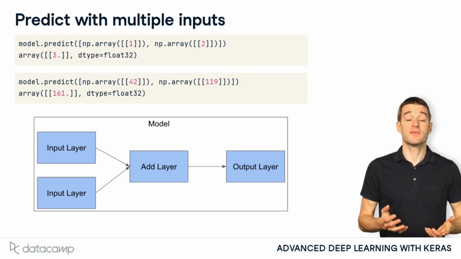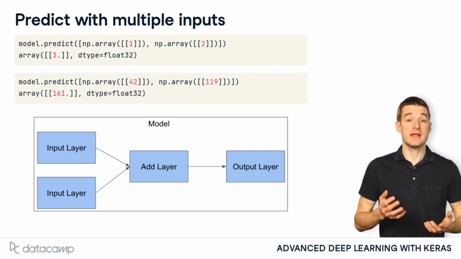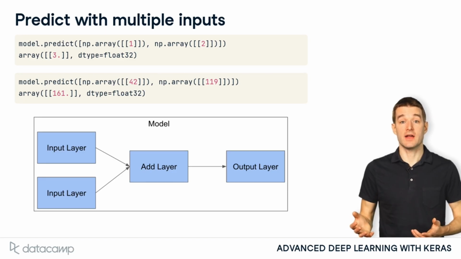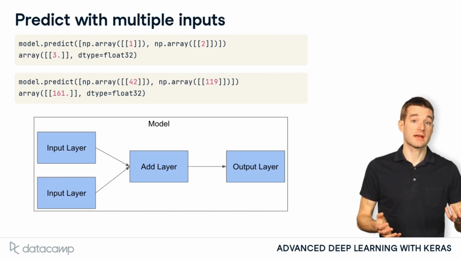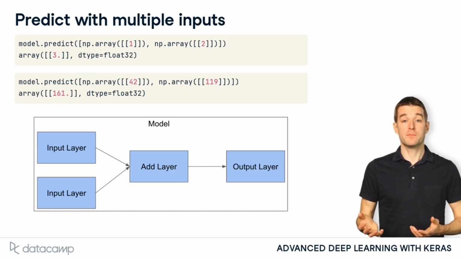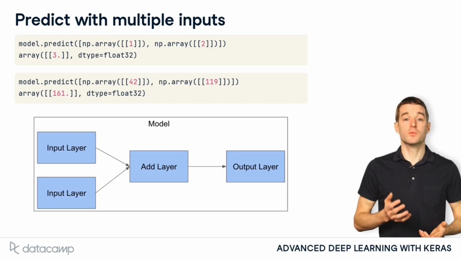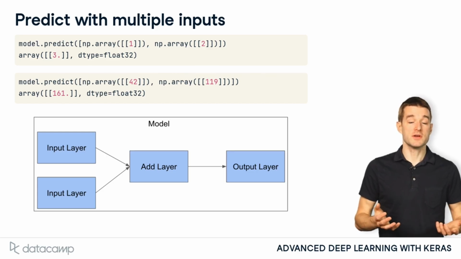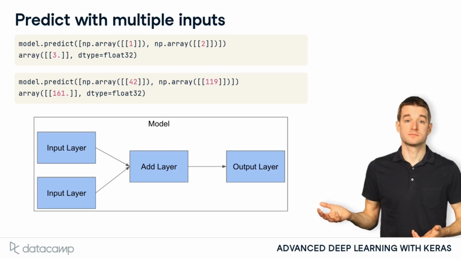In this case, I've defined a model that adds numbers. So in order to add 1 and 2, first convert 1 and 2 into 2D NumPy arrays. Then pass 1 as the first input and 2 as the second input. The model outputs 3. Note that the data type of the output is float32. You can also add other numbers with this simple model, for example, 42 and 119, which add up to 161.